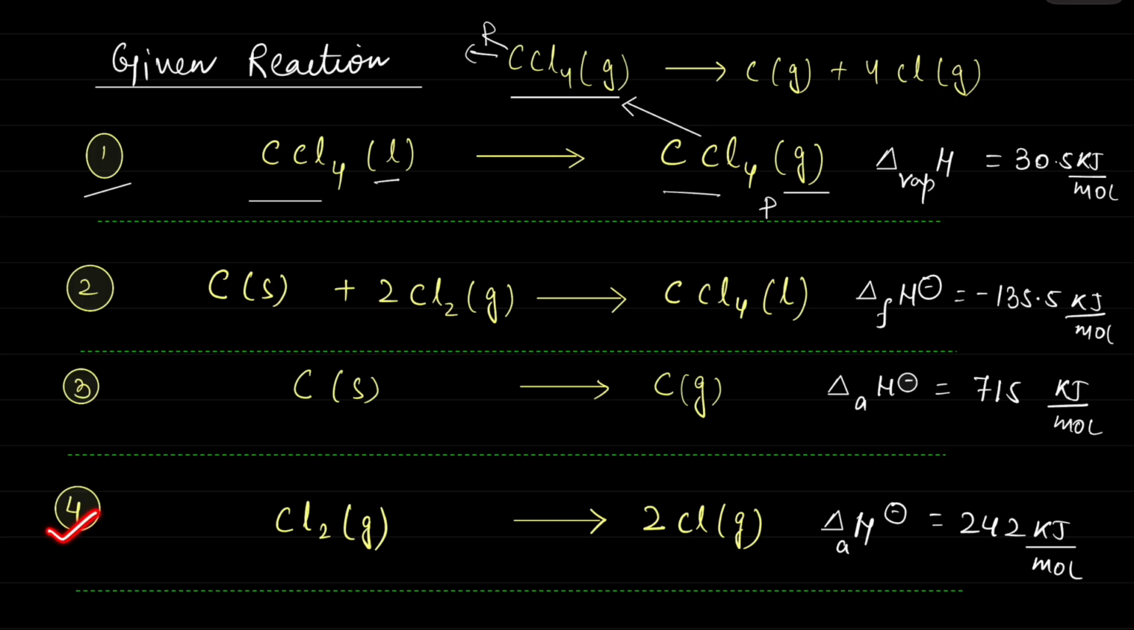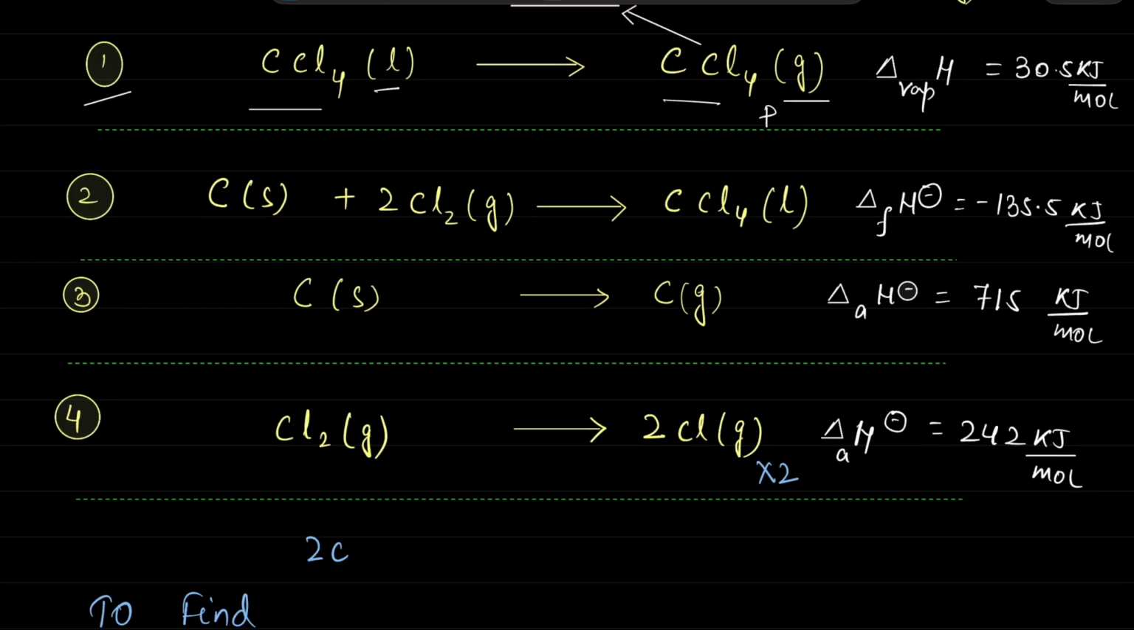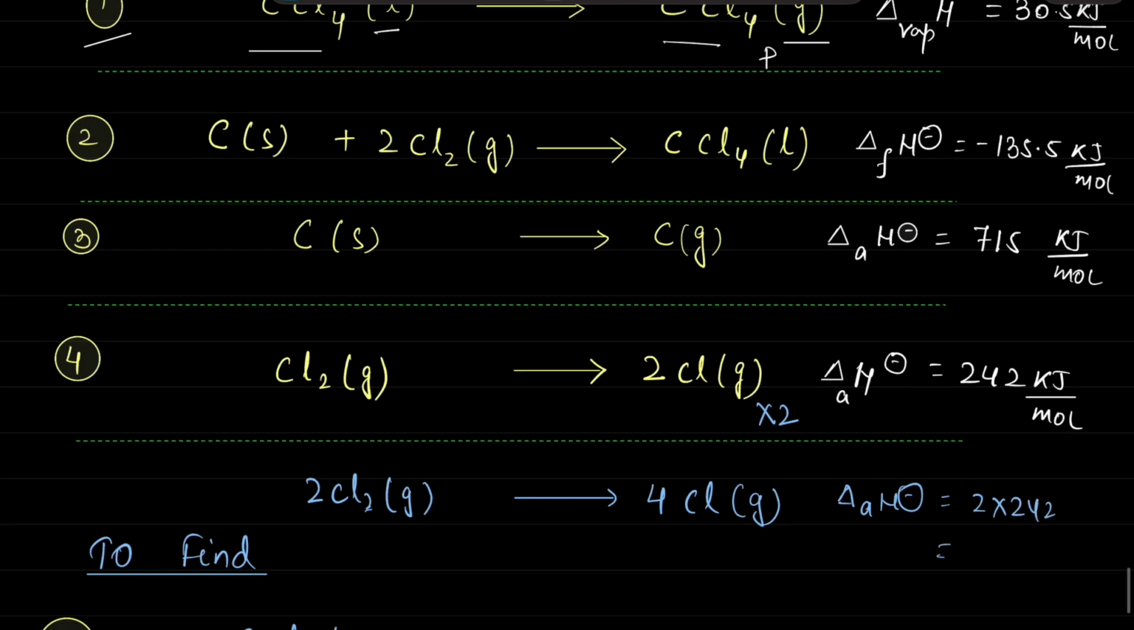But in reaction 4, we have only 2 chlorine present in the gaseous state. To convert this 2 chlorine to 4 chlorine, we need to multiply this by 2. So it can be written as 2Cl2 gaseous state forms 4Cl gaseous state, and this enthalpy of atomization will also be multiplied by 2 times. It is equal to 484 kilojoule. Now, let's consider this as reaction number 5.